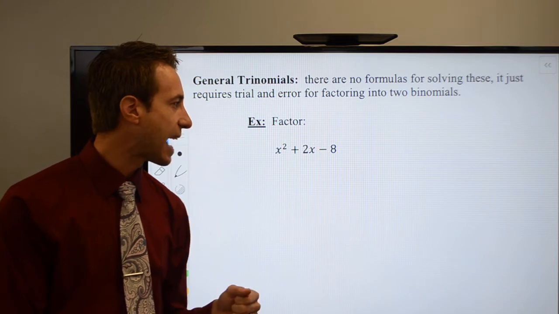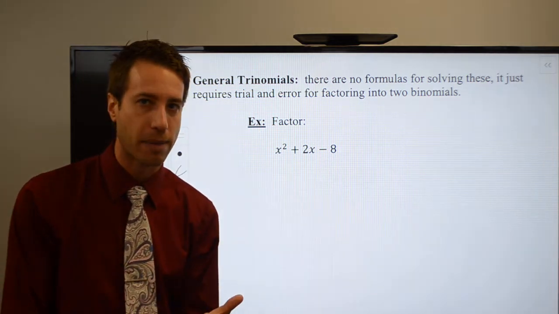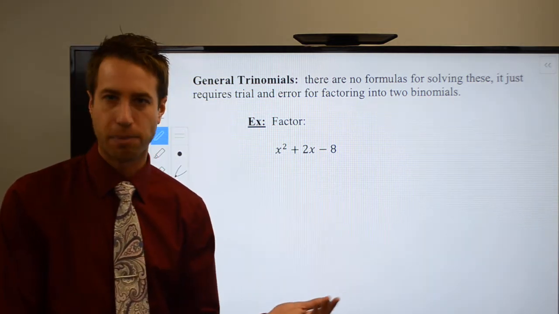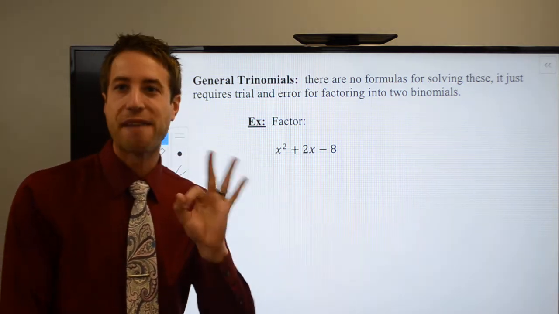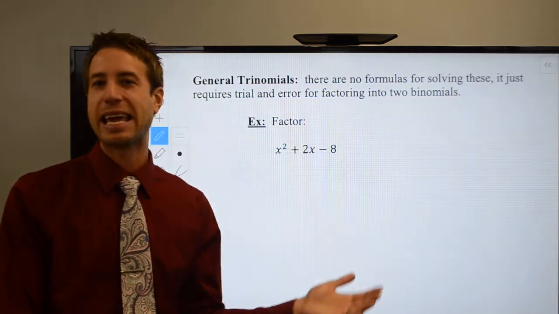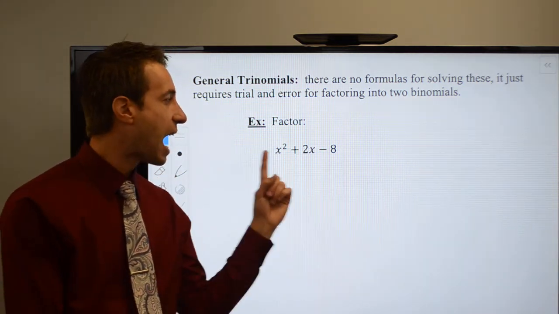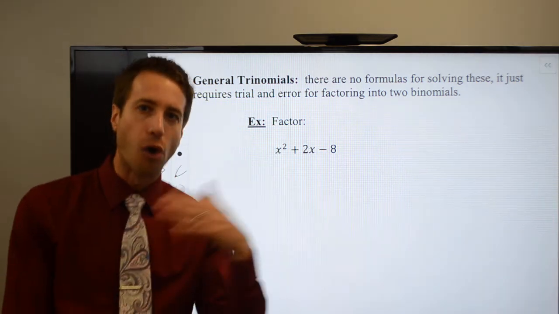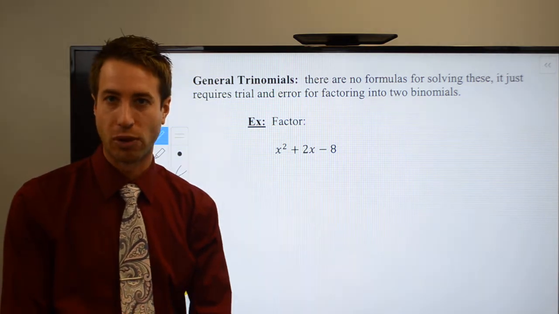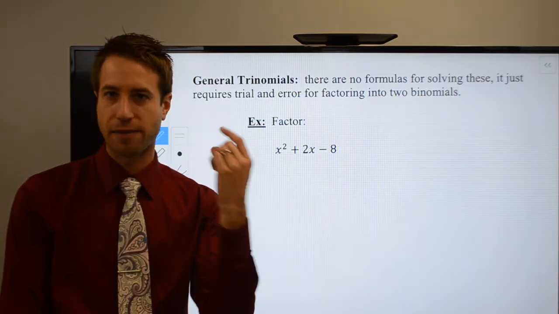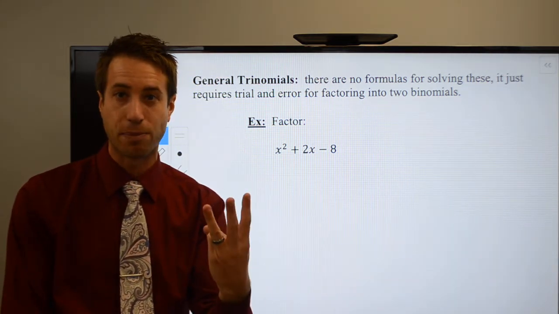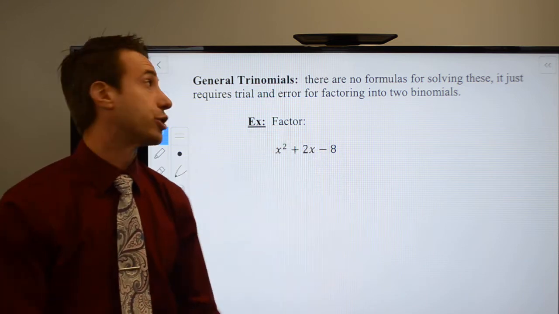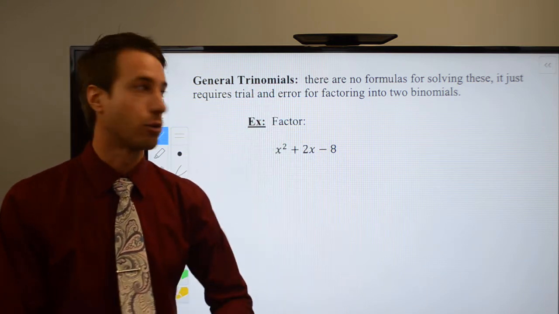I take a look at it and I reckon 8 is not one of my perfect squares, so it's not a perfect square trinomial. I have 3 terms, so it can't be a difference of squares. I don't have a GCF, right? I don't have anything that all 3 terms have in common I could pull out, right? So I can't do GCF, can't do difference of squares. It's not a perfect square trinomial. I don't have a choice. I gotta factor it as a general trinomial.